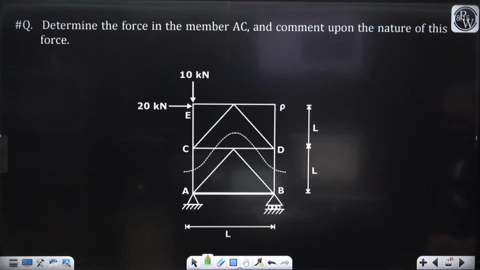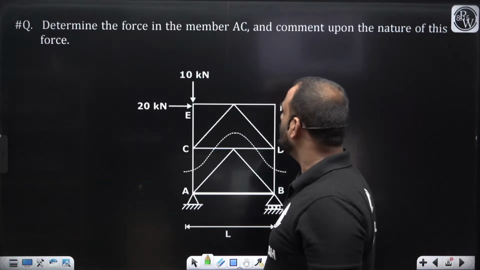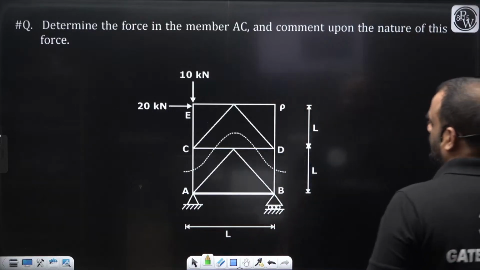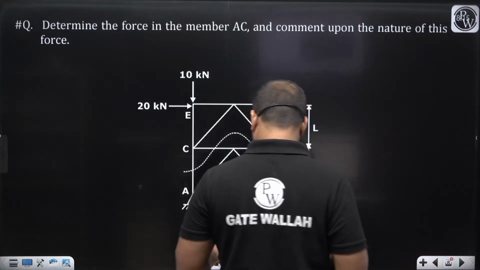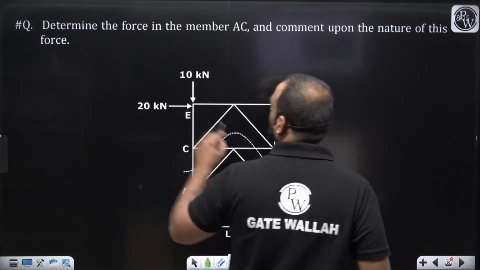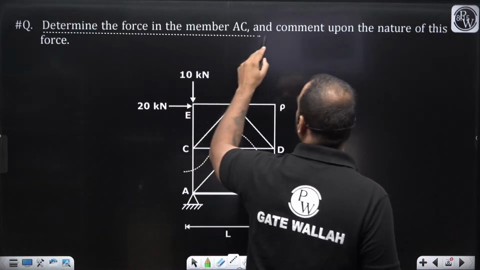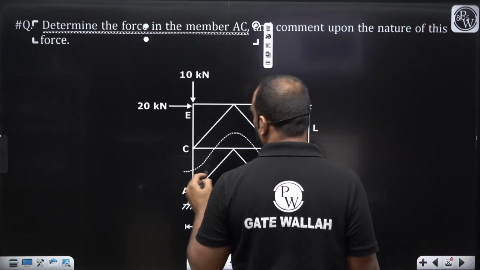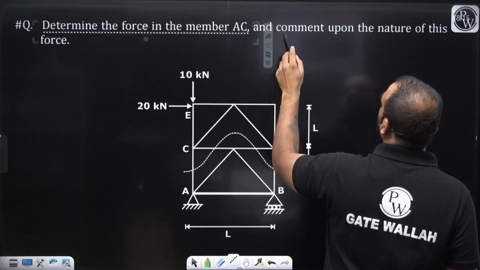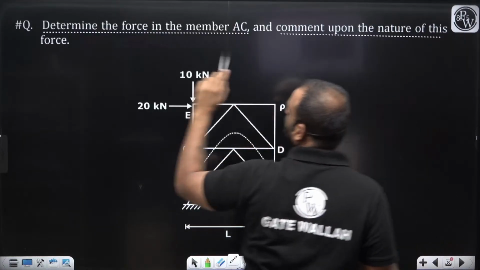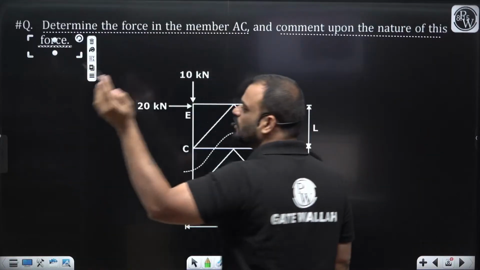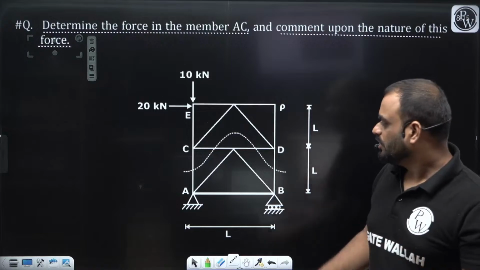Okay, so let's move to the next question. Let's solve this. Determine the force in member AC. You need to find out the force in member AC and comment upon the nature of this particular force, whether it's compression or it is tension. You need to write it down.